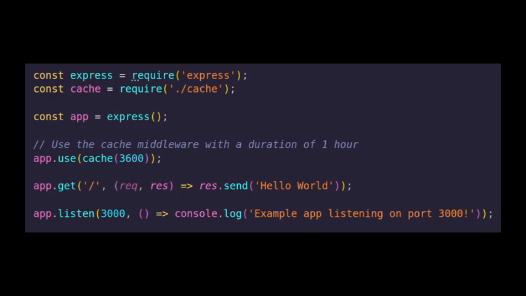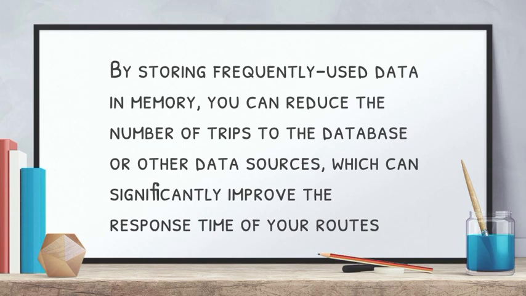In conclusion, using a memory cache is a simple and effective way to improve the performance of your Express.js application. By storing frequently used data in memory, you can reduce the number of trips to the database or other data sources, which can significantly improve the response time of your routes.